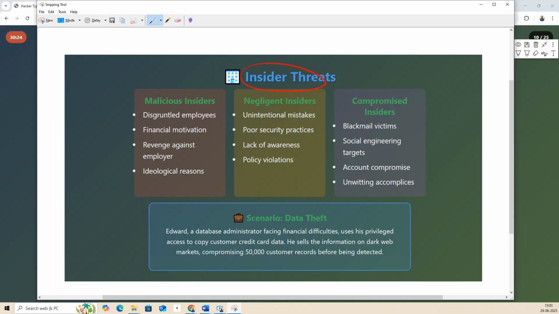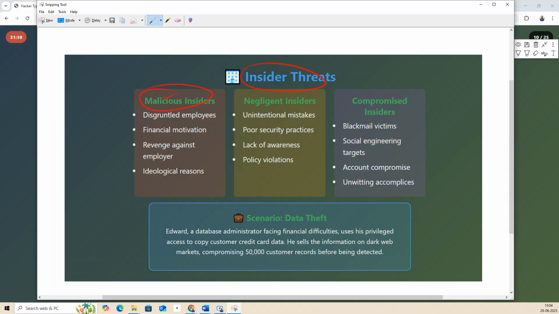First is malicious insiders. Malicious insiders are the most dangerous. These are people with legitimate access who decide to use it for harmful purposes. Employees who feel they have been wronged by the organization. People facing financial difficulties who see valuable data as a way to make money. Employees seeking revenge against their employer for perceived injustice, or people motivated by ideology. They might disagree with their organization's mission or be recruited by competitors or foreign intelligence services. Those are malicious insiders.